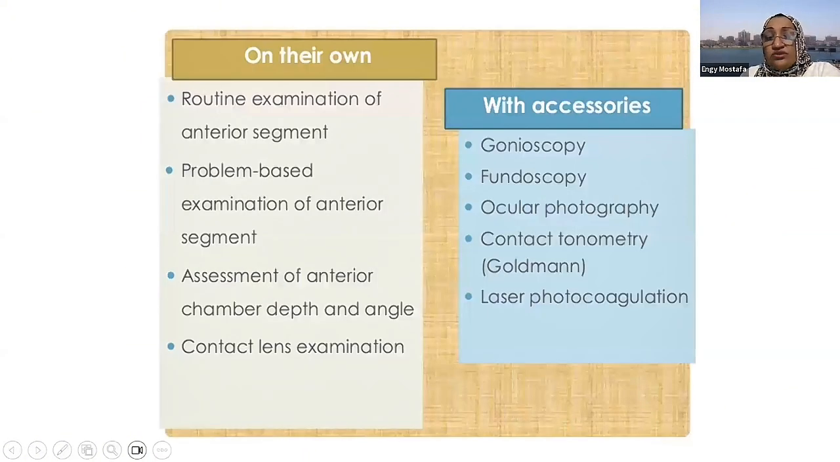So why do we need it and when do we need it? We need it in routine examination of the anterior segment, of course, any differential diagnosis, and assessment of the anterior chamber depth, also angle and contact lens examination. Sometimes we add accessories for further examination, like gonioscopy, fundoscopy, ocular photography, contact tonometry like the Goldmann, or laser photocoagulation when you use the contact three-mirror lens.